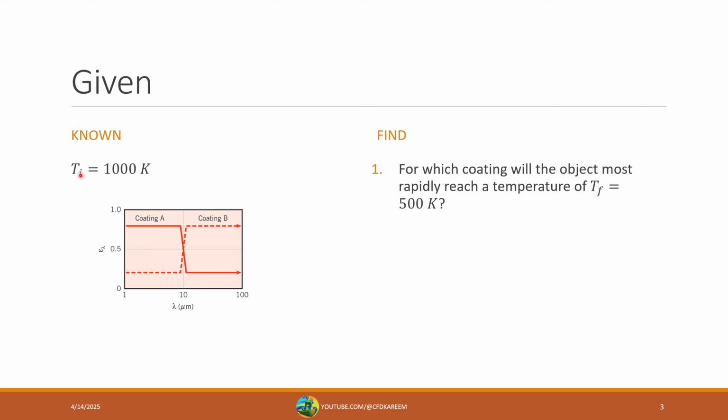So what we're given is the initial temperature at 1000 Kelvin, and we're also given the emissivity as a function of the wavelength. And what we're asked to find is for which coating will the object most rapidly reach a temperature of 500 Kelvin.